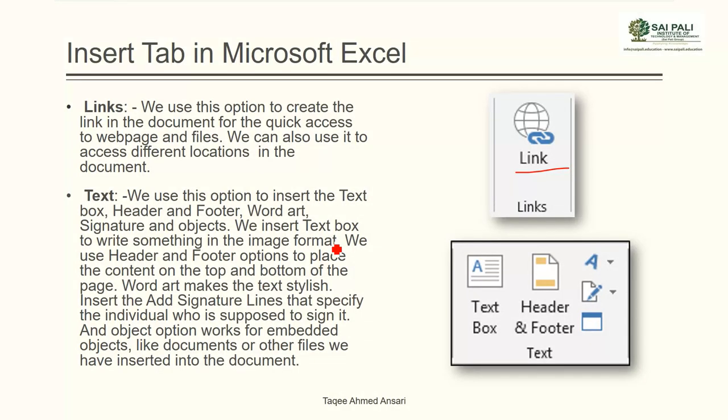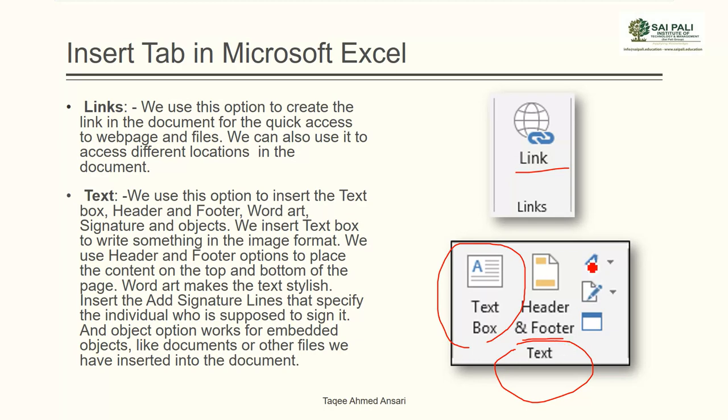The next group in the insert tab is this text group. This text group allows us to add the text boxes like a shape. We have text box. Also we have option to add headers and footers. These headers and footers normally don't show, but if you want to print your document with these header informations, you can use this. Header will come in the top and footer will come in the bottom. You can add different information there, and when you print the document, that information will come with that document.